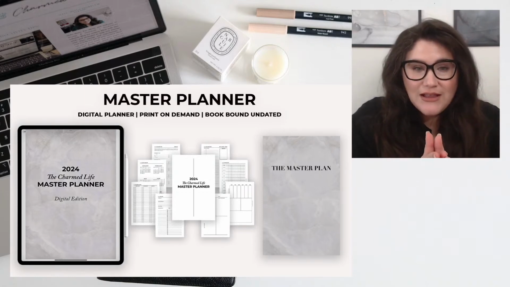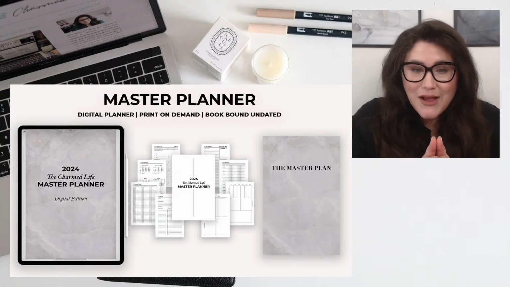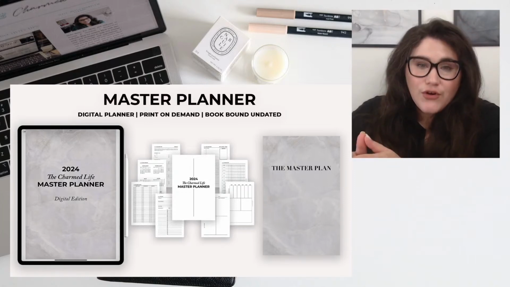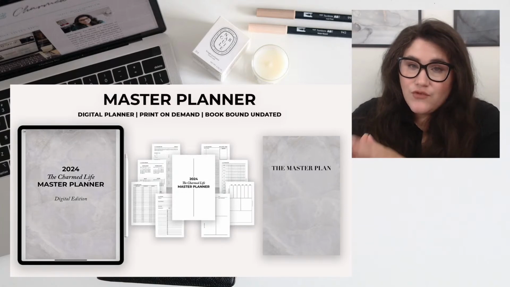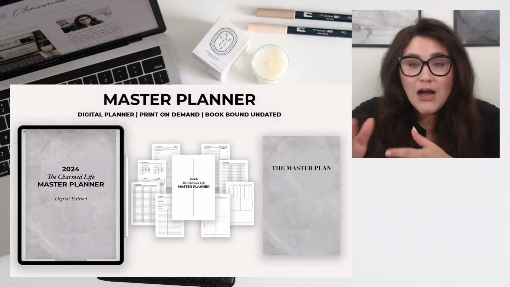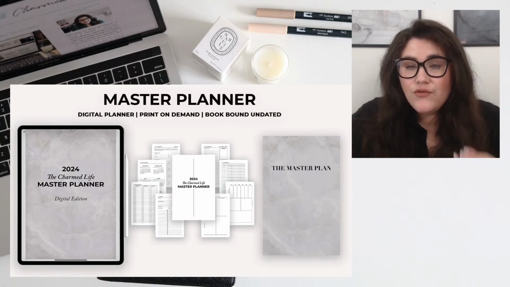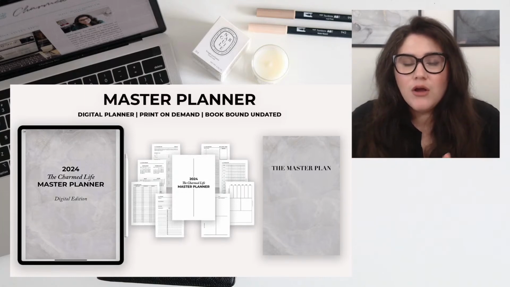The second way you can get the master planner is through the print-on-demand inserts. I'm going to show you those as well today. We'll talk about those as well. And then the third and final way you can get the planner is through the bound undated version, book-bound undated version that's on Amazon. This is the only undated version. It's the only physical version of the planner where you can order it and it comes to you and you don't have to do anything. It's like ready to go, right?